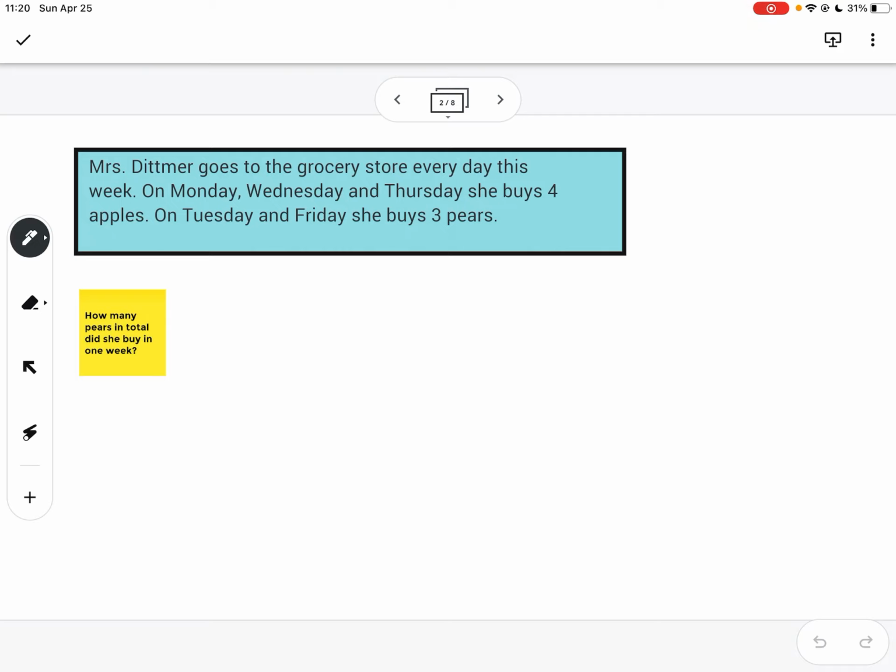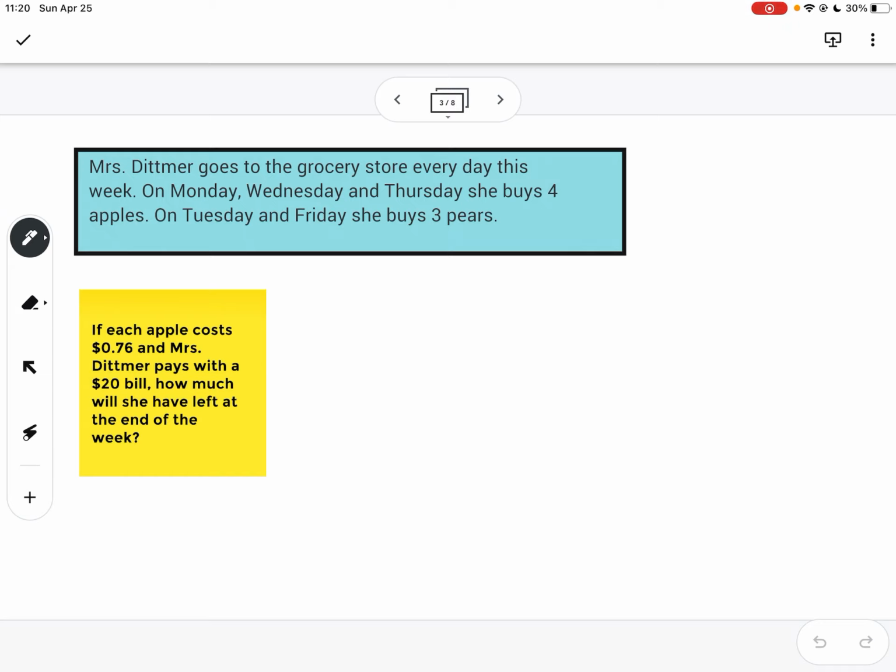So how many pears in total? Now this one we already did on the previous slide, so let's try a different strategy here. So Tuesday and Friday, I bought 3 pears. So my total is going to be 3 plus 3, which is 6, which means that she bought, or I bought, because I'm the one that's reading the problem, she bought 6 pears. Could have also done as 2 times 3. That would also give you 6, and that would also work.